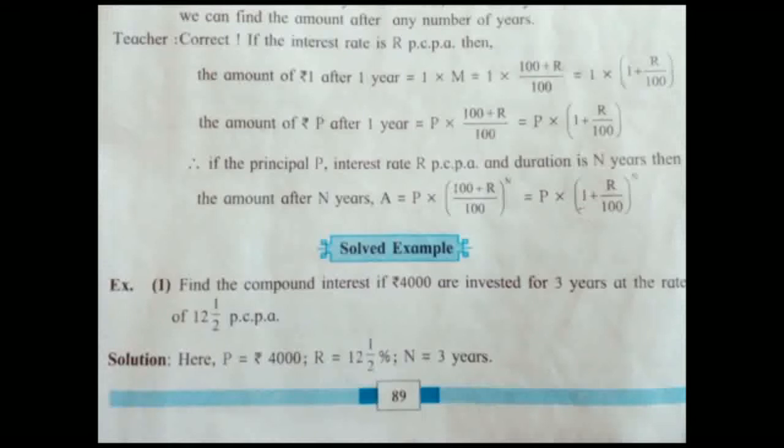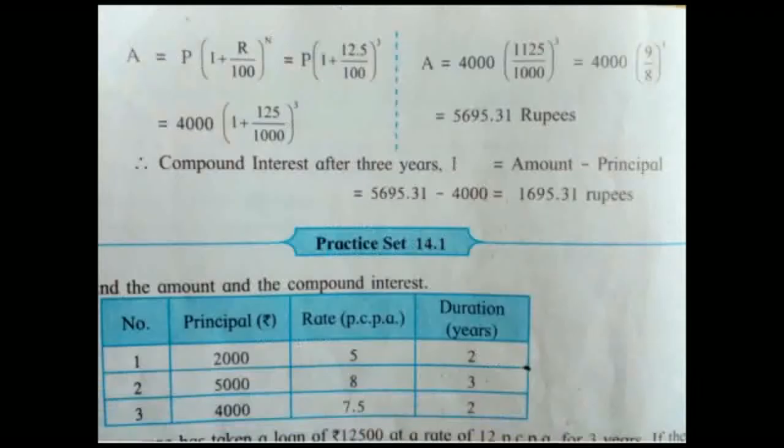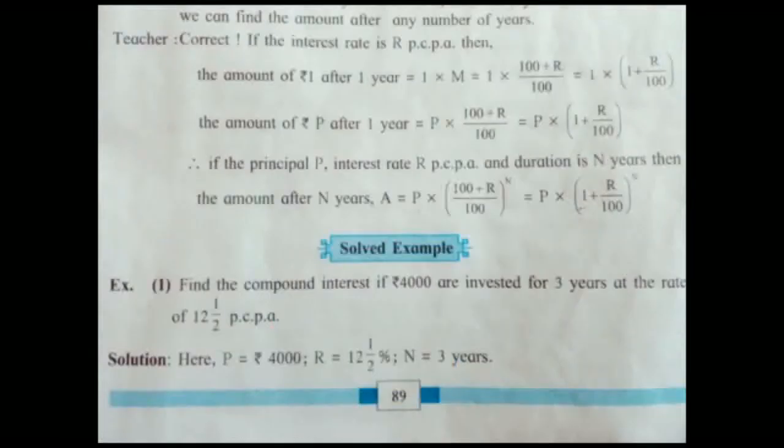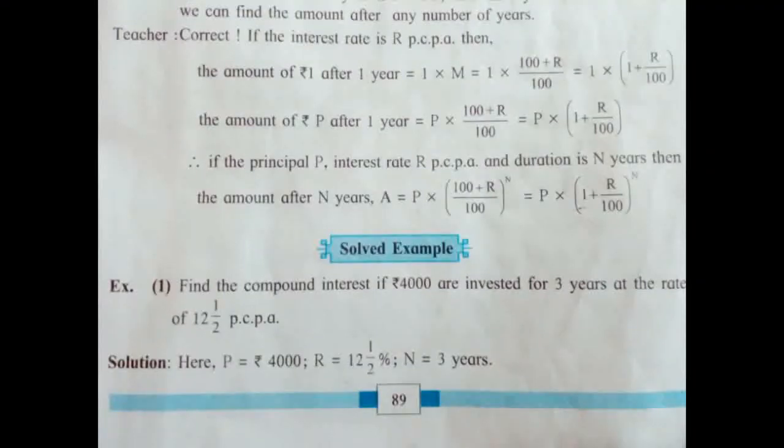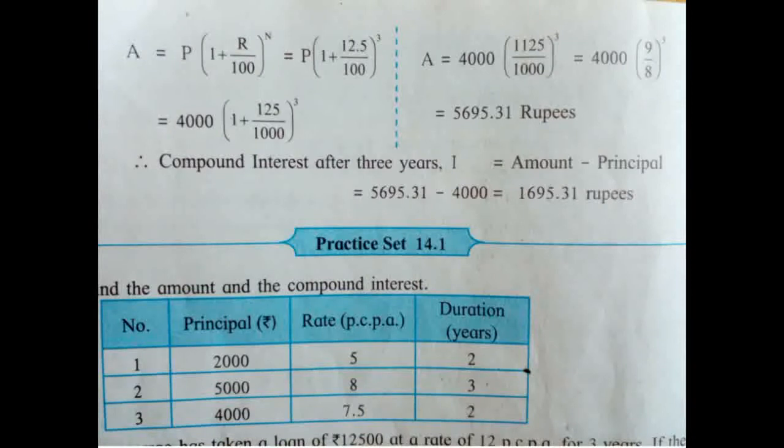Today I am going to teach you chapter 14 example sums on textbook page number 89 and 90. Find the compound interest if rupees 4000 are invested for 3 years at the rate of 12.5% per annum. In the question, what was given: first you have to write that principal is equal to rupees 4000, rate of interest is equal to 12.5%, number of years is 3 years. You have to find amount and compound interest.